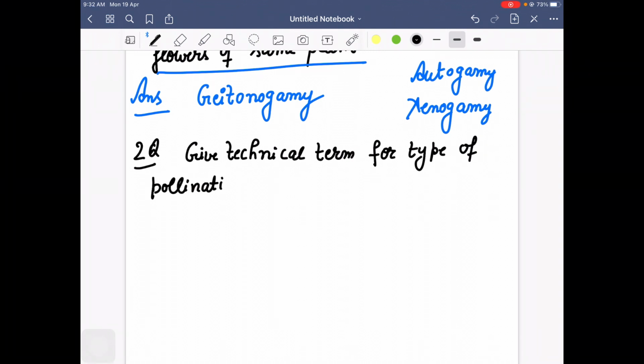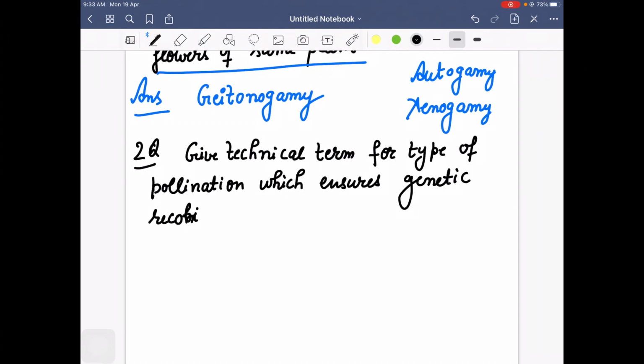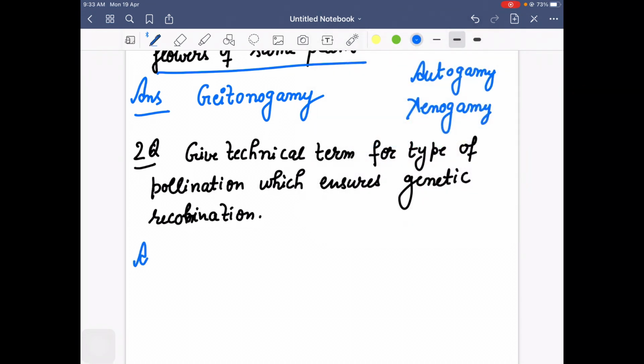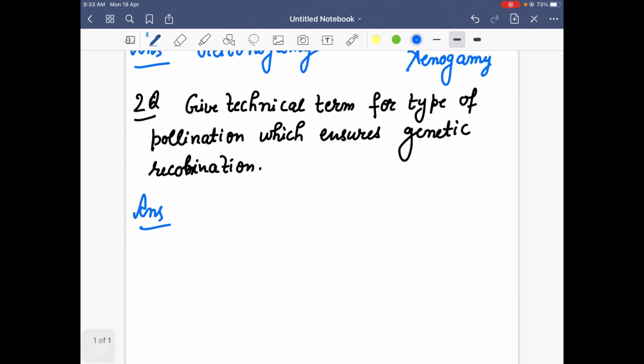Second, they have asked to give the technical term for the type of pollination which ensures genetic recombination. In this type of question you need to eliminate your options. You know that autogamy and geitonogamy do not go for genetic recombination, because most of the time they use the same plant or the same flower. So there we have only one option.